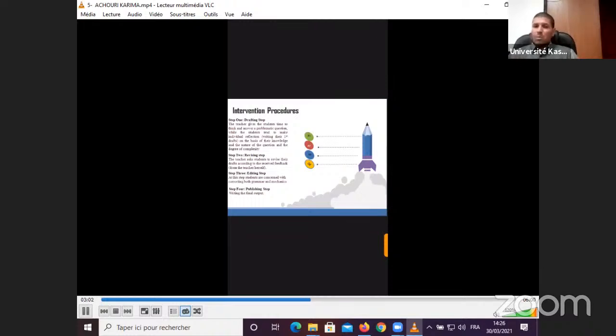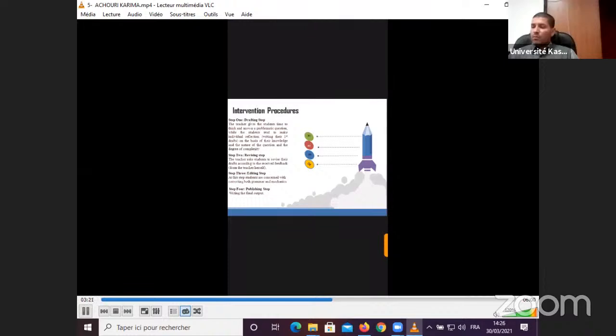Step 1, the drafting step. The teacher here gives the students time to think and answer a problematic question, while the students tend to make individual reflection, writing the first drafts on the basis of their knowledge, the nature of the question, and the degree of complexity.